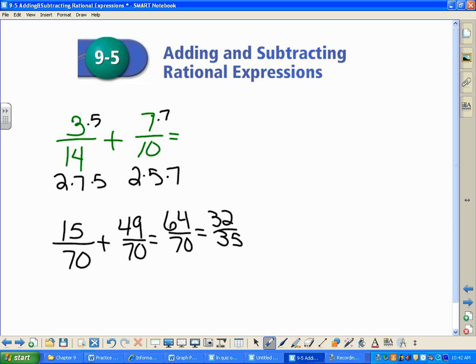Now, would multiplying the first one by 10 and the second one by 14 have worked? Yeah. What would have happened? You just would have had larger numbers, wouldn't you? Okay? You would have gotten there. You would have been able to reduce and get the right answer. But sometimes it's just a little bit easier if you pick the smaller factors to work with.